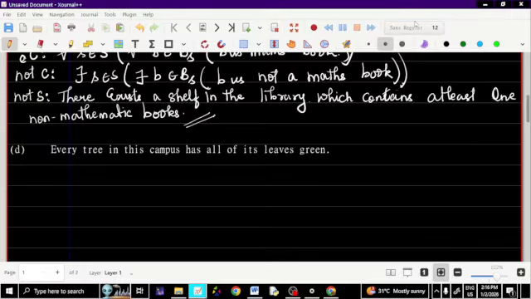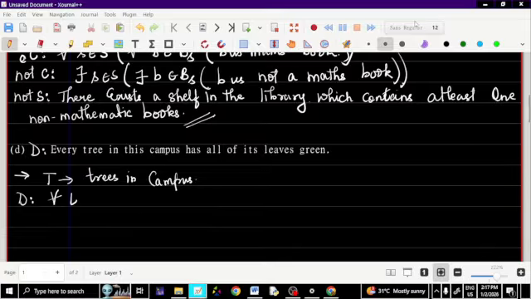Now sentence B. Every tree in the campus has all of its leaves green. Again, both the quantifiers are universal here. So what will be your first set of context? Set of all trees in the campus. So let capital T be trees in the campus. So if I call this as statement number D, how will D look like? Every tree in this campus.